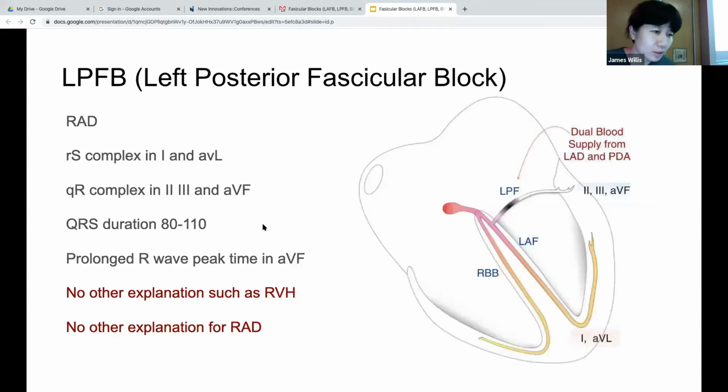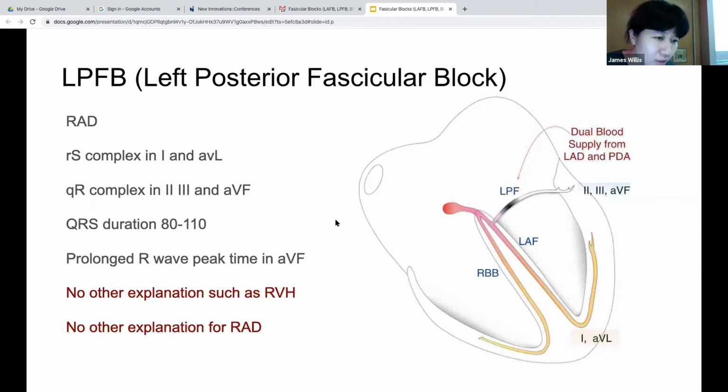So next we'll talk about the left posterior fascicular blocks. The criteria for these is essentially the opposite of the left anterior fascicular block, with one caveat, and that caveat is that these are a lot more rare. So you have to first rule out a better reason for there to be a right axis deviation, like a PE, really severe COPD, or pulmonary hypertension, for example.